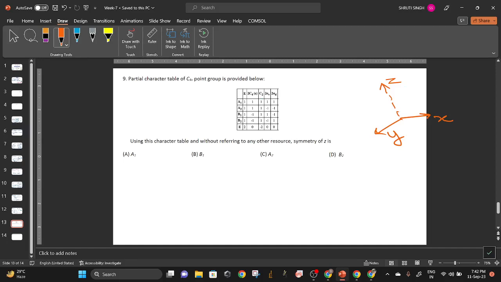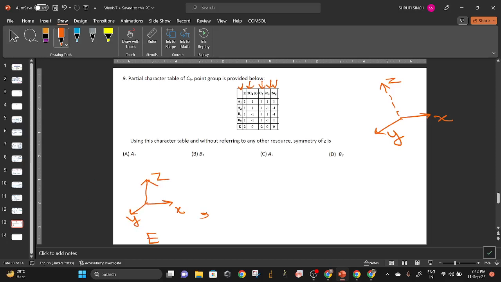Okay, so let's see. First, we need to go by operations. So like this, we will move. So first is identity. Under identity, nothing will happen because identity does nothing, so Z will remain Z itself. So this is under identity.